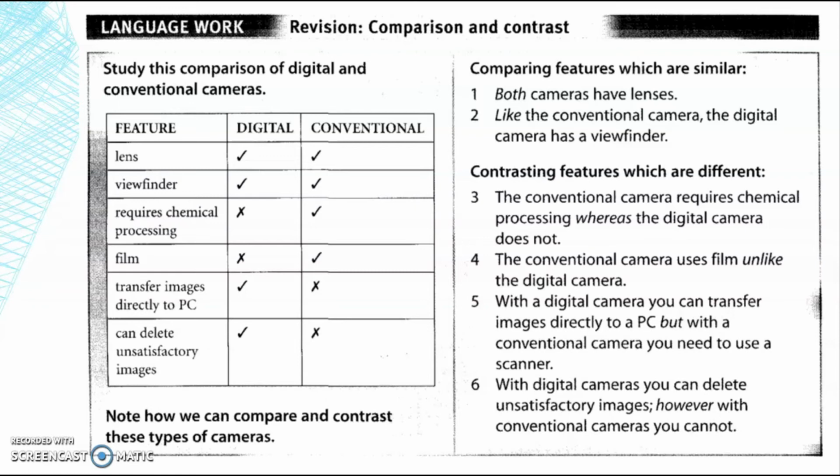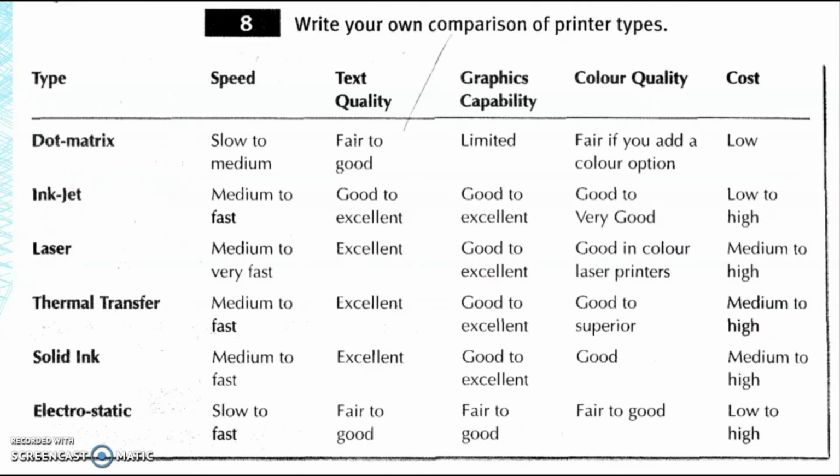So you can see there that we can compare two things by using both and like. Another example for contrasting features, we can use whereas, unlike, but, and also however. For example, we can see here the printer types. Why don't we try to compare between those types of printer?